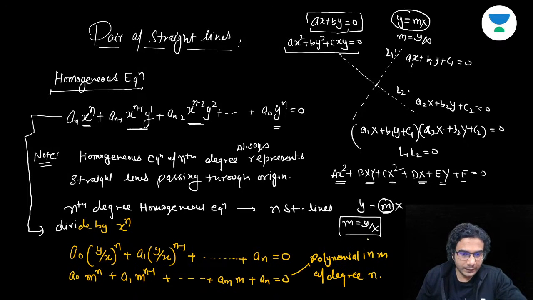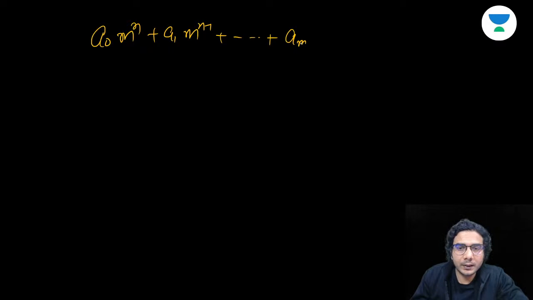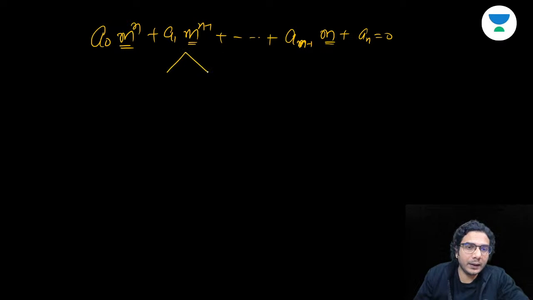This is a polynomial of degree n and polynomial in m. All right. So any polynomial has n roots, right? Any polynomial of degree n has n roots. So this equation, a naught m raised to n plus a1 m raised to n minus 1 and so on, up to an, is equal to 0. This polynomial in m will have n roots.